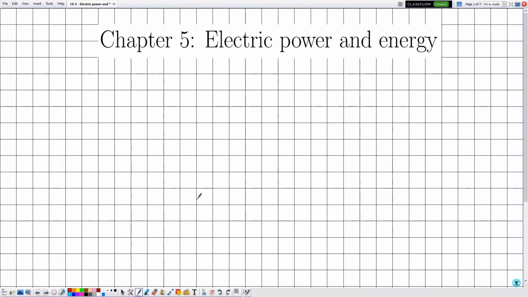In this one we are going to explain chapter 5, which is the chapter of electric power and energy, the second unit of electricity. Let me start with section number 1, which is introducing the electric power.